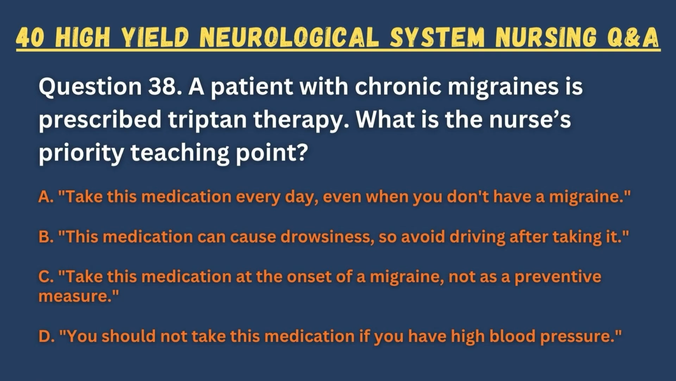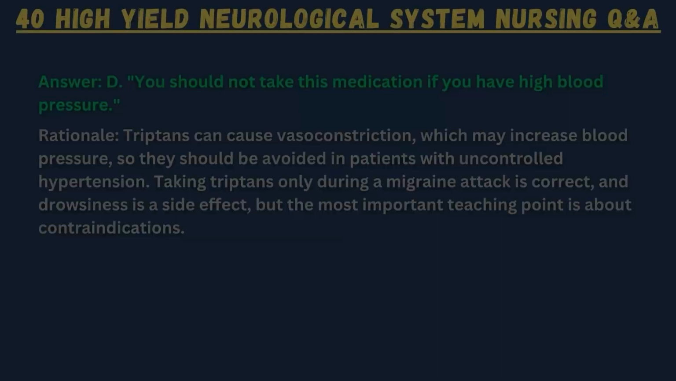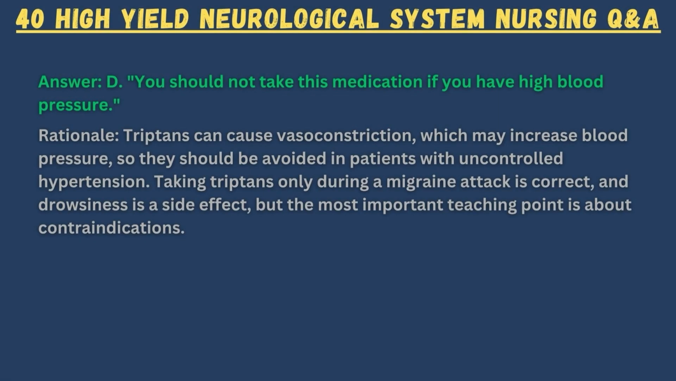Question 38. A patient with chronic migraines is prescribed triptan therapy. What is the nurse's priority teaching point? A. Take this medication every day, even when you don't have a migraine. B. This medication can cause drowsiness, so avoid driving after taking it. C. Take this medication at the onset of a migraine, not as a preventive measure. D. You should not take this medication if you have high blood pressure. Answer: D. You should not take this medication if you have high blood pressure.